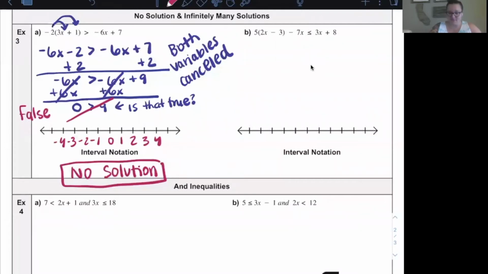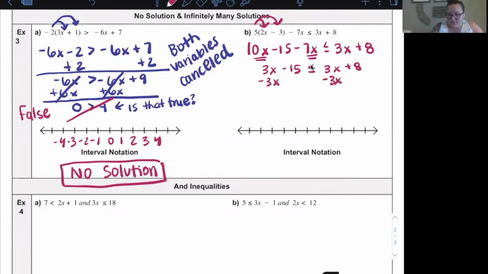So your first step was probably distributing that 5. And you get 10x minus 15 minus 7x is less than or equal to 3x plus 8. If you combine your like terms, that 10x and that negative 7x, you get 3x minus 15 is less than or equal to 3x plus 8. If you subtract the 3x from both sides, you're going to be left with negative 15 is less than or equal to 8.